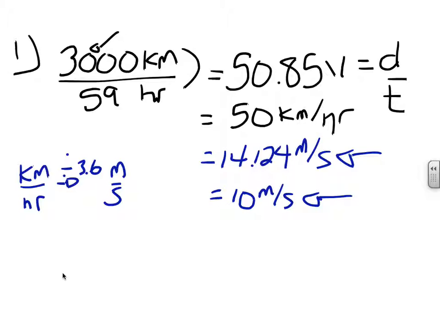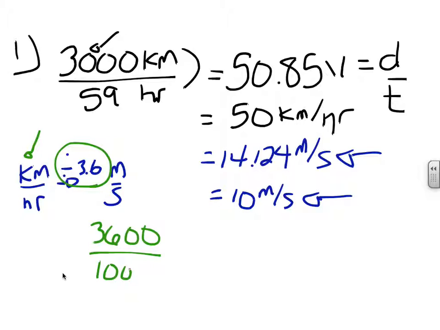If you're trying to figure out where the heck this 3.6 number came from, you have to look at kilometers and meters and hours and seconds. How many seconds are in an hour? Some of you might be thinking 60, but that's 60 seconds in a minute, and then there's 60 minutes in an hour, so 60 times 60 gives me 3,600 seconds in an hour. And kilo, of course, means thousand, so there's 1,000 meters in a kilometer. So if I'm switching from kilometers per hour to meters per second, I'm basically taking 3,600 divided by 1,000, which of course is 3.6. So that's where the magic handy-dandy conversion factor of 3.6 comes from.